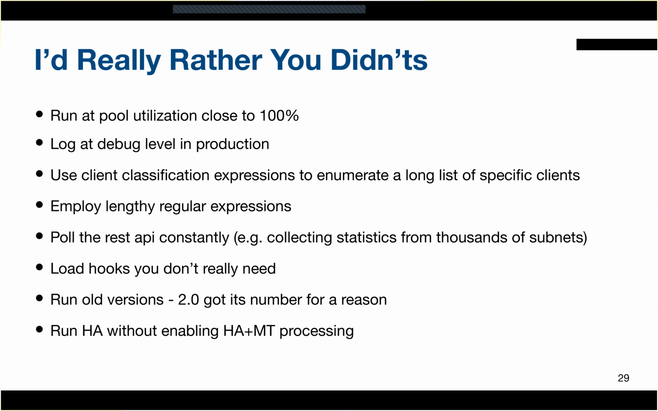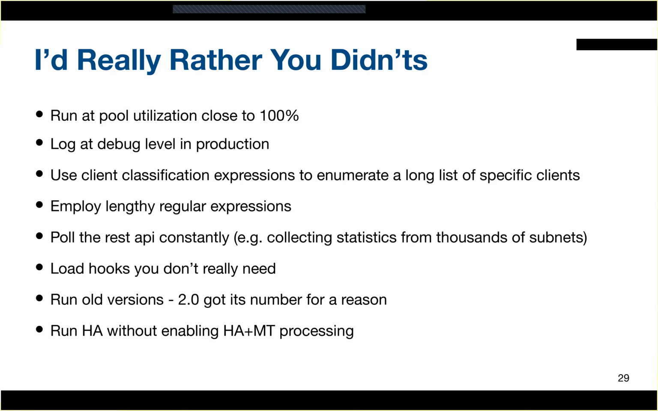Okay, so to wrap this up, this is the summary of the most important things that I hope you will take away from this webinar. It's best to not run full utilization close to 100%. You should disable the debug level in production. If the client classification is too complicated, this is a bad thing.